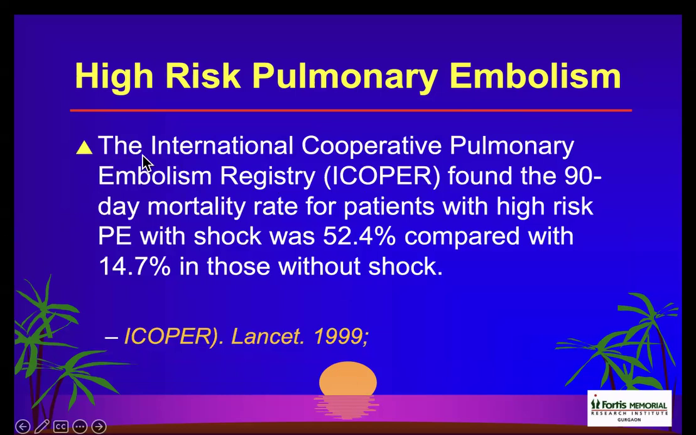For high-risk pulmonary embolism, the International Cooperative Pulmonary Embolism Registry, ICOPER, found that the 90-day mortality rate for patients with high-risk pulmonary embolism with shock was 52.4%, compared with 14.7% for those without shock. The shock state is a very important determinant of the mortality risk. And if the patient is in shock, the mortality rate is very, very high.